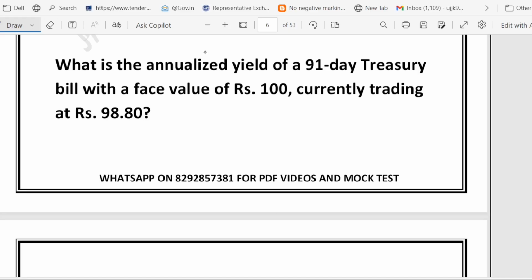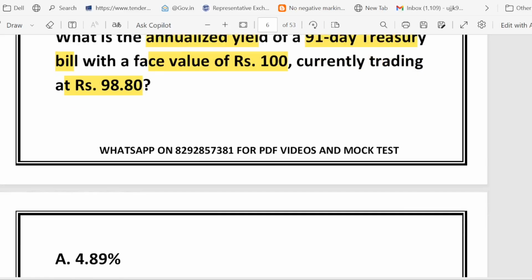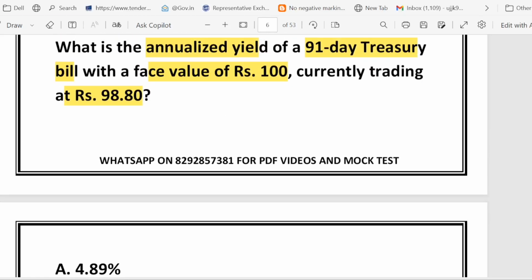Now the question is asking you to compute the annualized yield on a 91-day treasury bill. Face value they have given 100, currently trading at 98.80. These are the 4 options. You have been asked to compute the annualized yield. Yes, very good. Again, I am telling you the formula. So I request you, please have a sheet of paper, right?